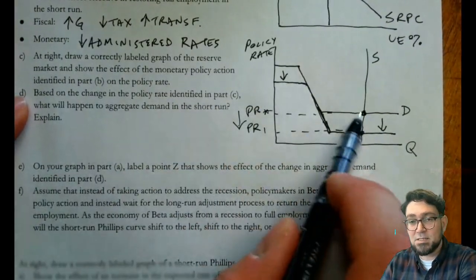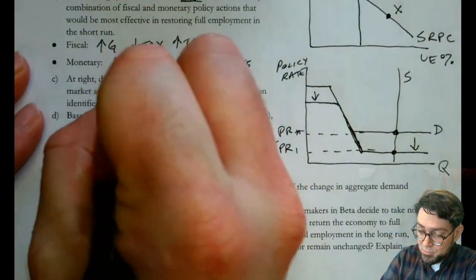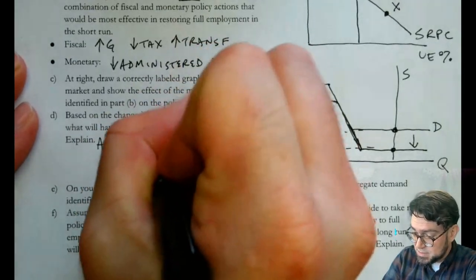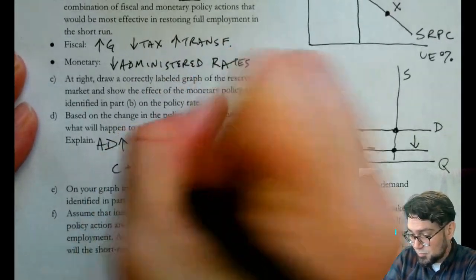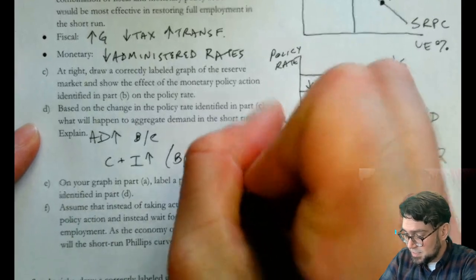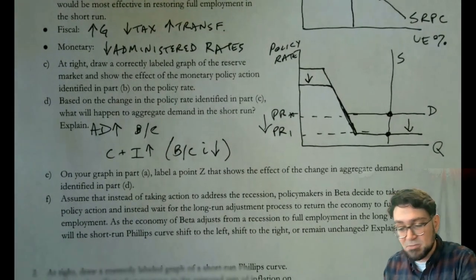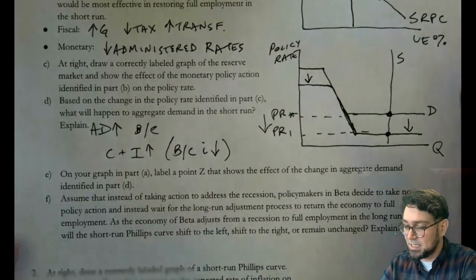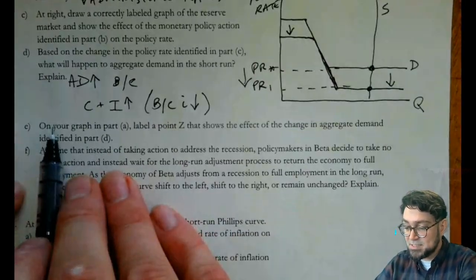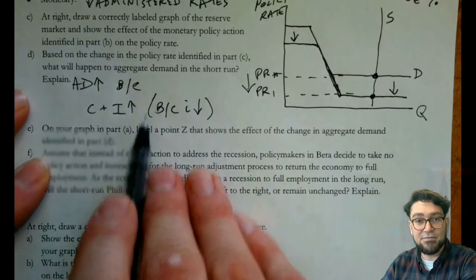Based on that change in policy rate, which is what we just showed, what will happen to AD in the short run? We would say AD would increase because consumption and investment increased. And we can even say because the interest rate decreased, right? These are two interest-sensitive expenditures, and so we would say interest-sensitive spending would increase, and so that's going to fix the problem. And so then the last part on graph in part A, label a point Z that shows the effect of the change in aggregate demand identified in part D.